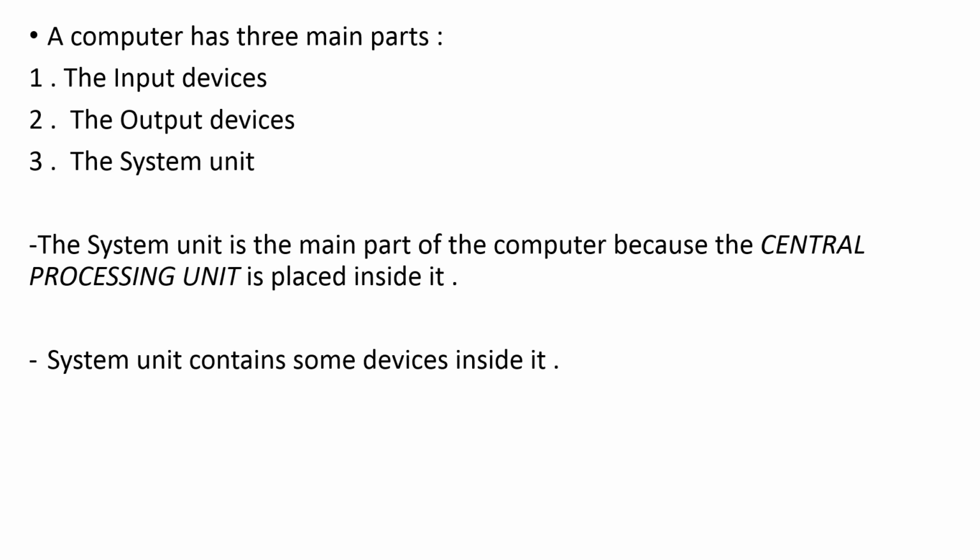What are we going to study? We are going to study some of the devices that are placed inside the system unit. What have we studied till now? Input devices and output devices in the fourth class. And what are we going to study in this chapter? About the system unit. The system unit is the main part of the computer. Why? Because the central processing unit, the CPU, is placed inside it. And why is the CPU so important? Because it is called the brain of the computer. We are going to learn why it is called the brain of the computer again in the next slides.